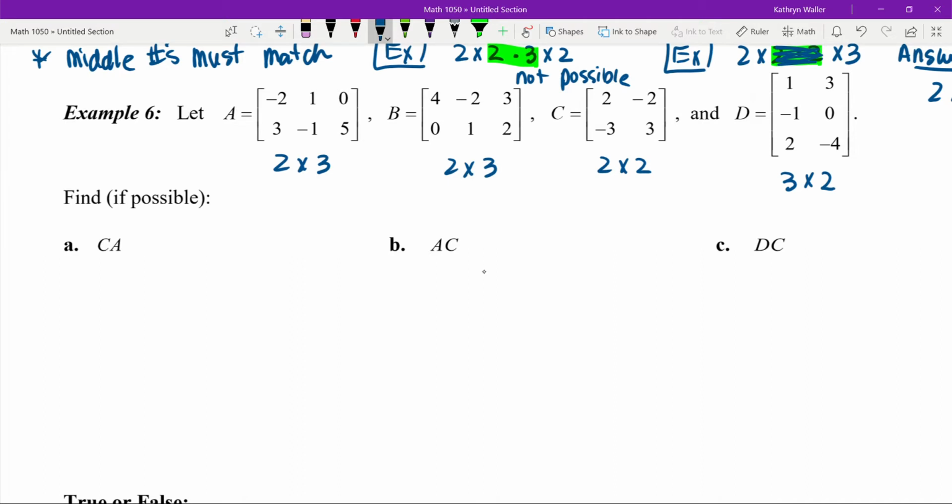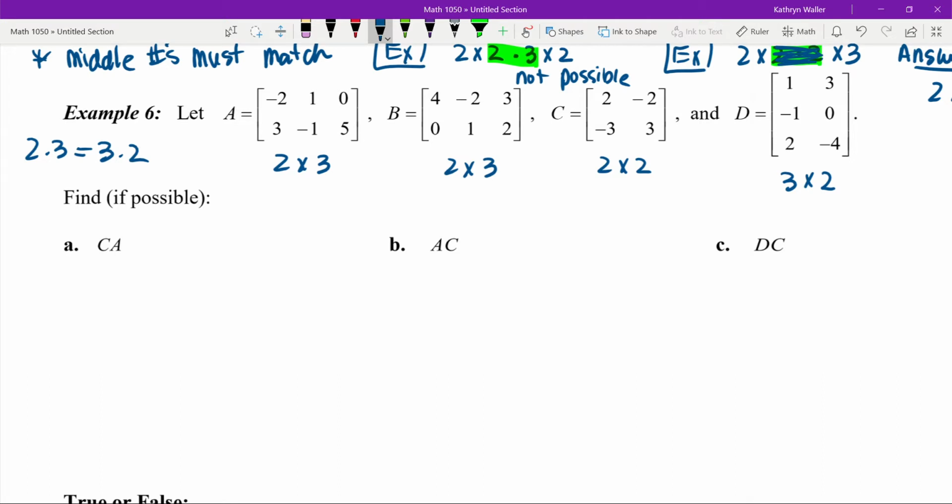Question A and question B. C times A and then A times C, they are not the same. So in regular math, if you have 2 times 3, is that the same as 3 times 2? Yeah, they're both 6, right? In matrices, that is not the case, okay?